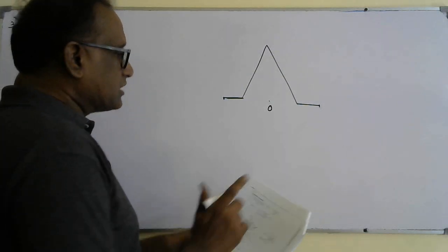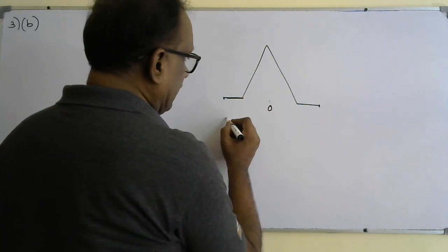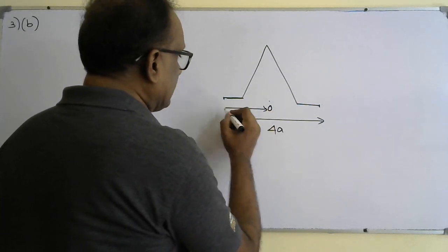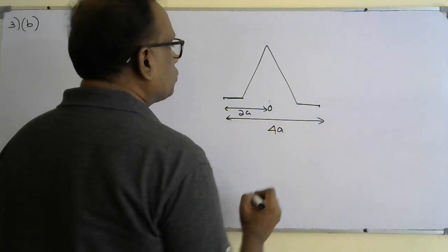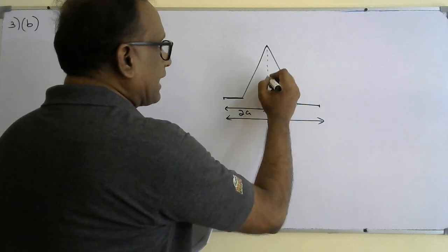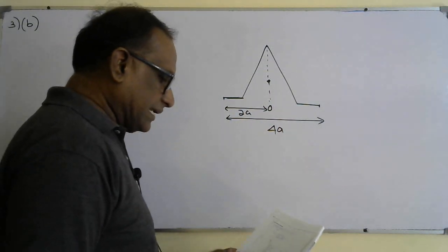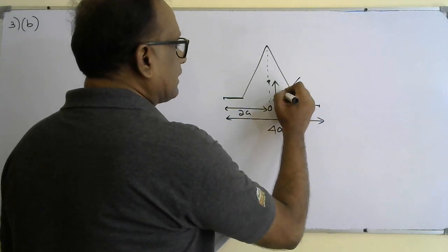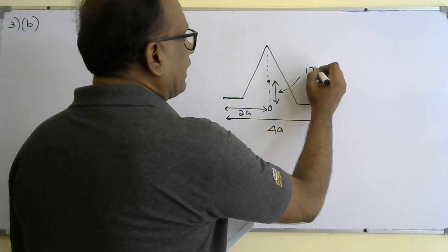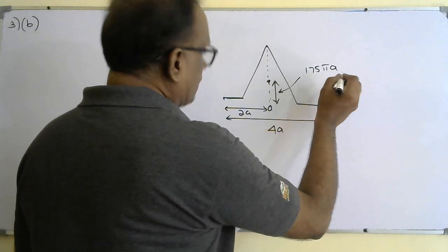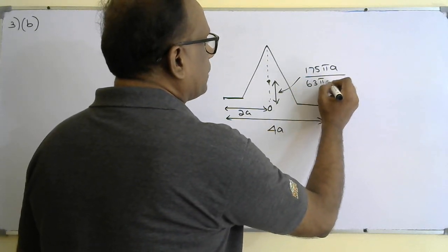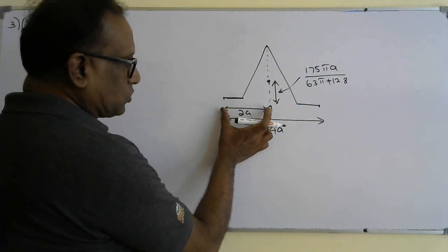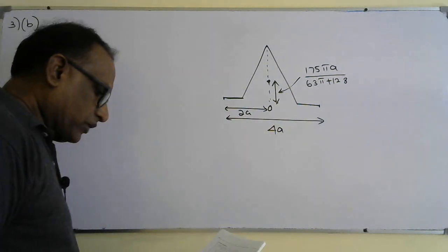The opposite sides. So the total length is the length of the square, which is 4a. From O to this end would be 2a. This is also 2a. The center of mass of the hat is at a distance here that we found already. This is the distance of the center of mass, and that height is 175 pi a over 63 pi plus 128. So I'm going to draw this diagram on a slope. Remember that this is 2a, and from here to here 4a.